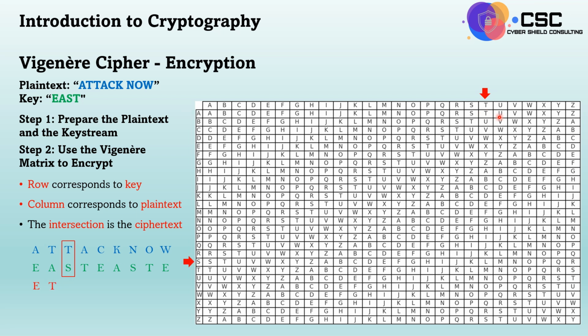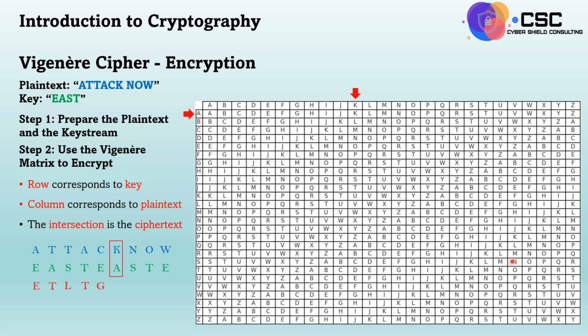And then so on, I look at TS, the next pair. S is the key and T is the plain text. So where do they intersect? That will be at L, so that's my ciphertext. And so on, if you look at AT, we get the intersection T. Then we look at CE. E is the key, so we look at row E, and C is the plain text, so we look at column C. They intersect at G, so G is my ciphertext.